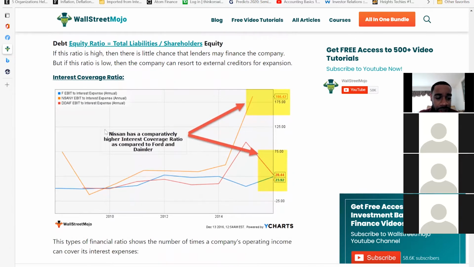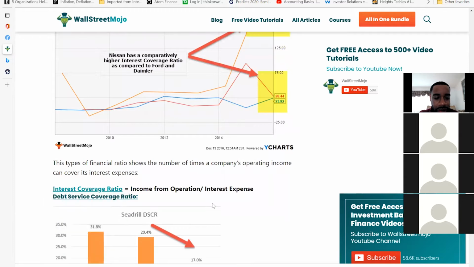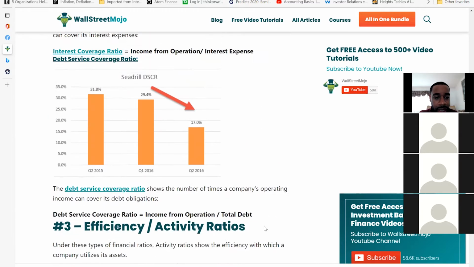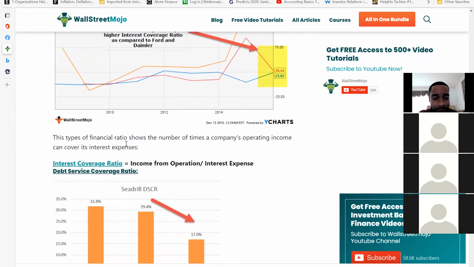Now you have the interest coverage ratio. Let's go down here. They don't have a definition for it, but it's kind of in the definition, right? The interest coverage ratio kind of just tells you, does this company generate enough income to cover the interest charges that they have to pay, right?